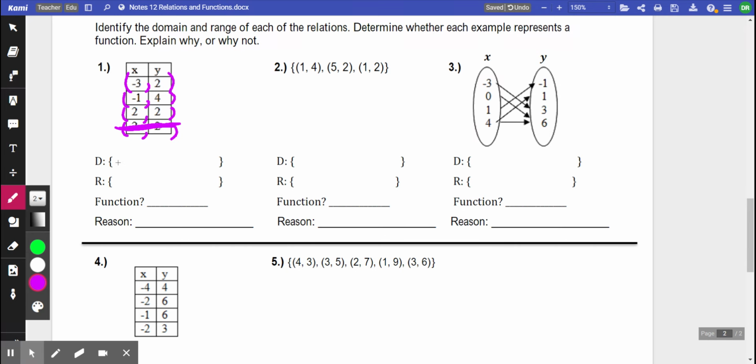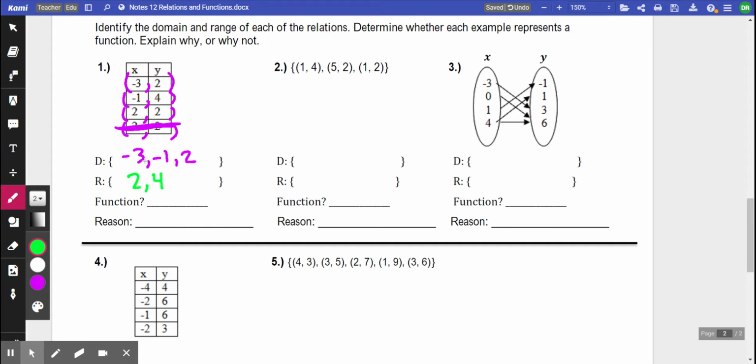Preferably, you're going to put these in ascending order, so going from smallest to largest. So this would be -3, -1, and +2. For the range, the y values, we have 2, 4, and 2. You're only going to list them once. So that would be 2 and 4. I'm not going to put this second 2 because I've already established that 2 is an element of the range.